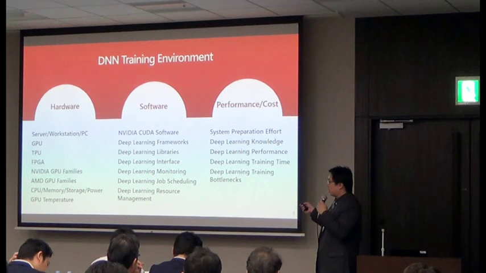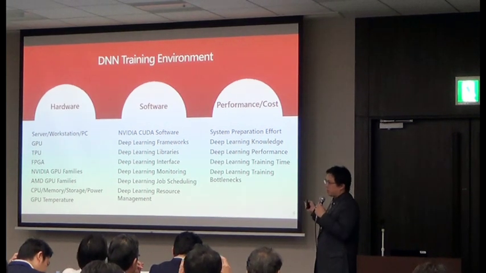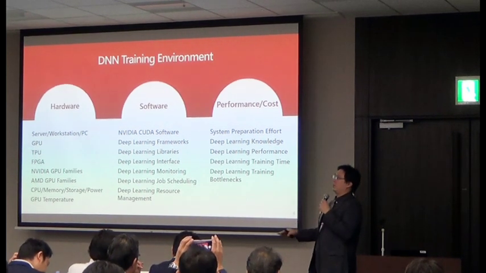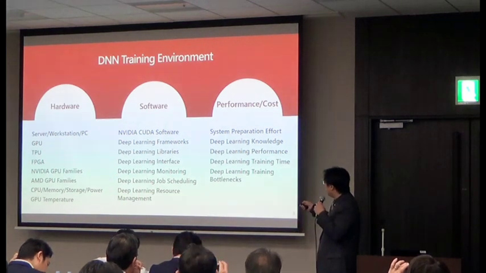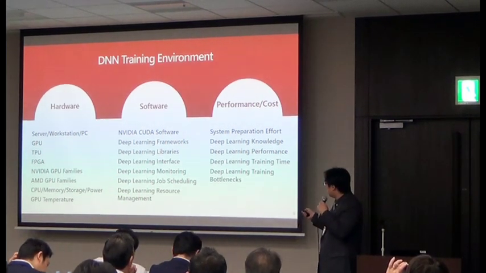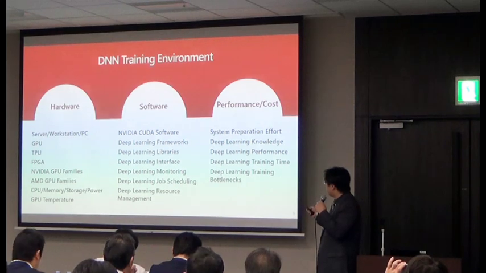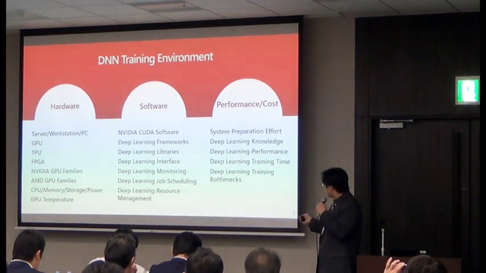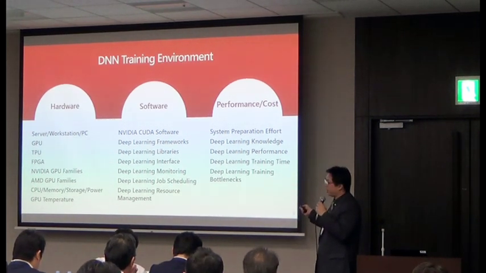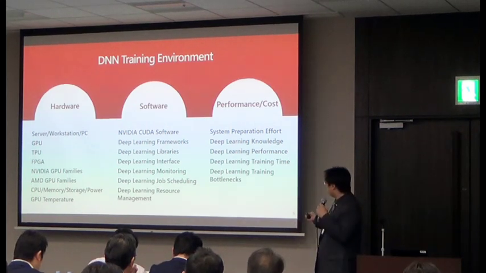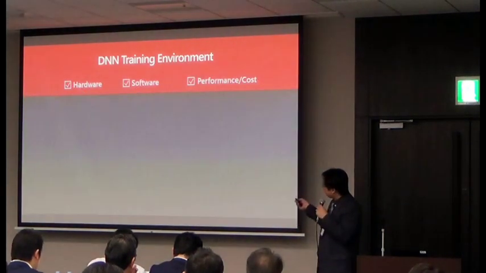And the customer actually takes care of the performance per cost. They always want to have a cheaper cost to have high performance. So you want to save time and save money to prepare the system. And then you have to know the deep learning knowledge in your business domain. Okay. So we address this problem.